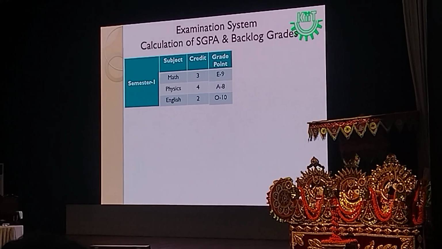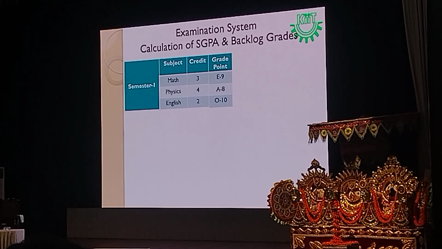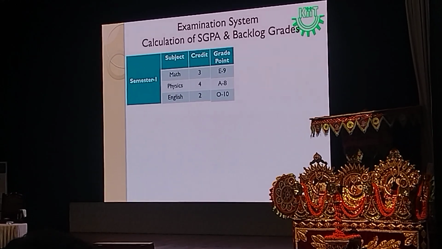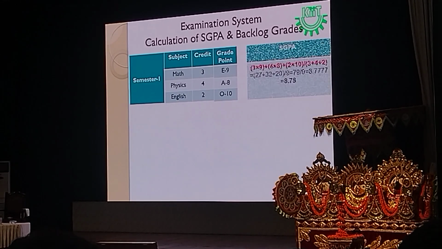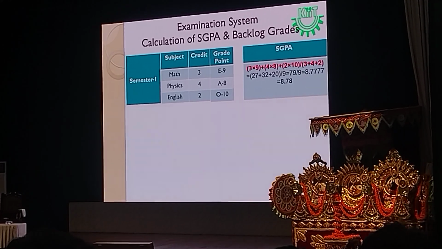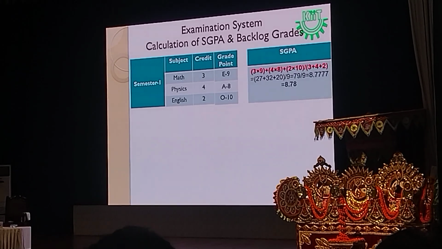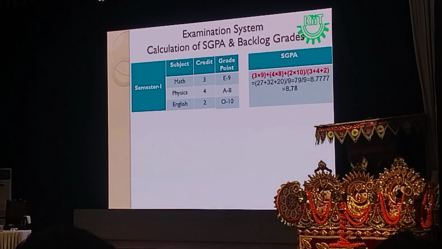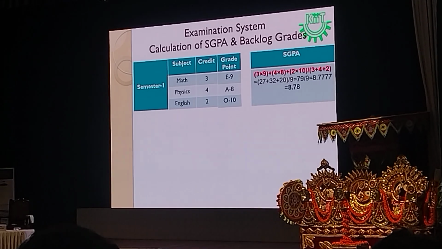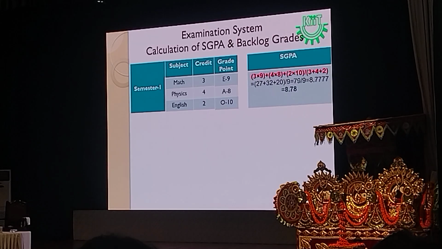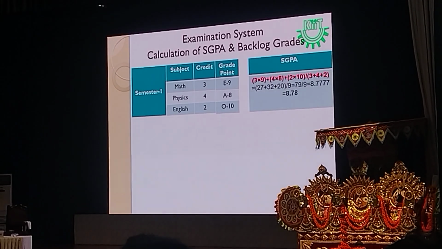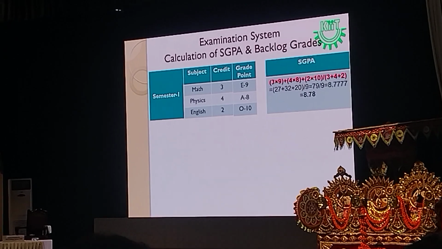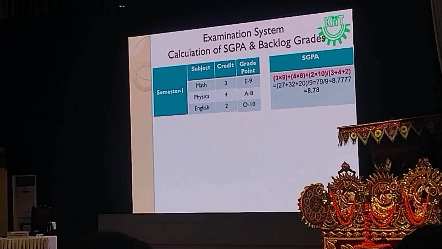So, suppose a student scores E grade in math, A grade in physics and O grade in English. Then, what is the CGPA of the student? The calculation is like this. For math, the credit is 3 and the student has scored E grade, which has a grade point of 9. So, for math, it is 3 into 9. The credit into the grade point corresponding to the grade the student has scored.